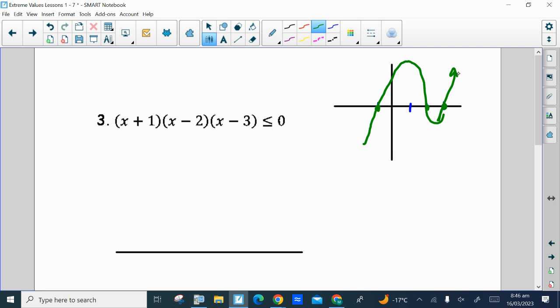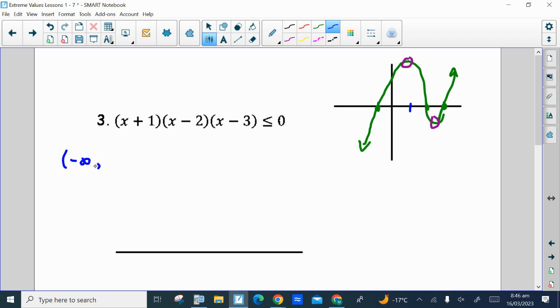We don't know exactly where those min and max values are, but those are things that we're going to find in this chapter. Where is this maximum point? Where is that minimum point? We're going to find that using derivatives in this chapter. But for now, all we want to know is where is this graph on or below the x-axis. And so there'll be 2 different scenarios where that happens.